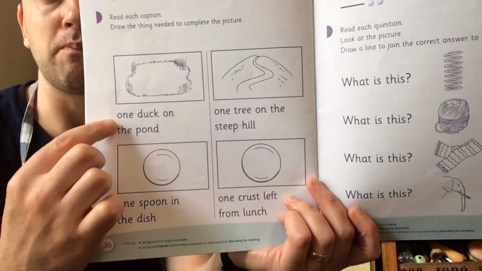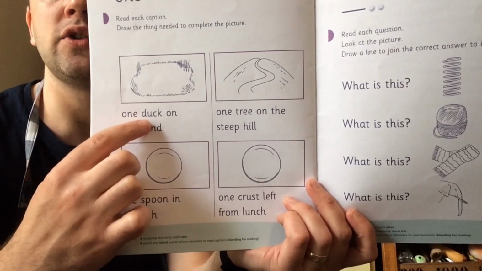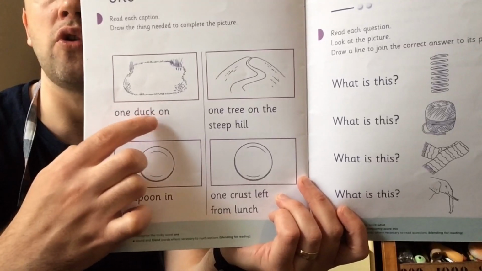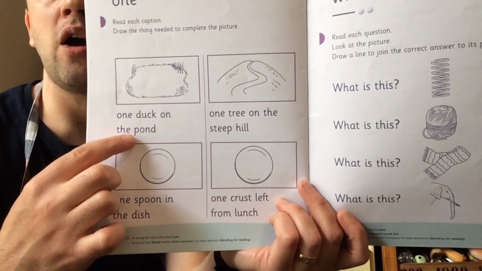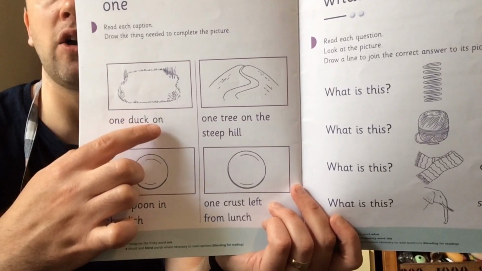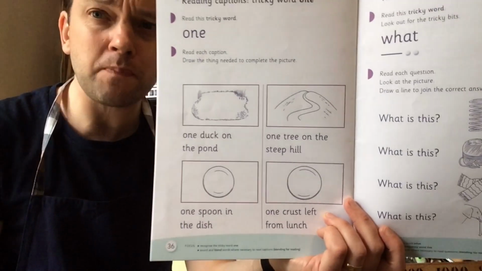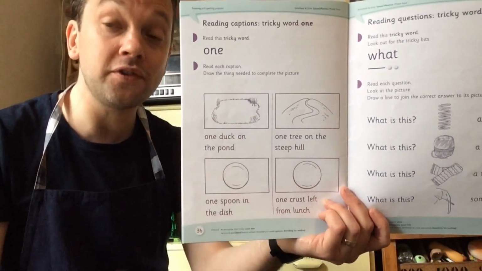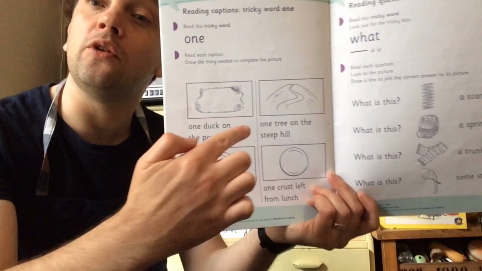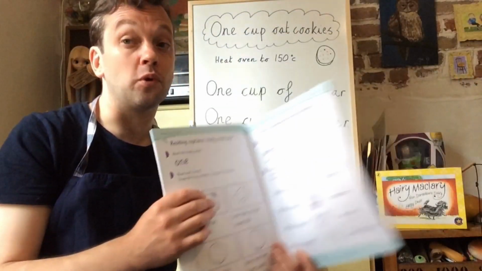So for example, 1 duck on the pond. So you need to draw 1 duck, don't you? You need to do the same thing for each of the pictures, and then your phonics is finished for today.